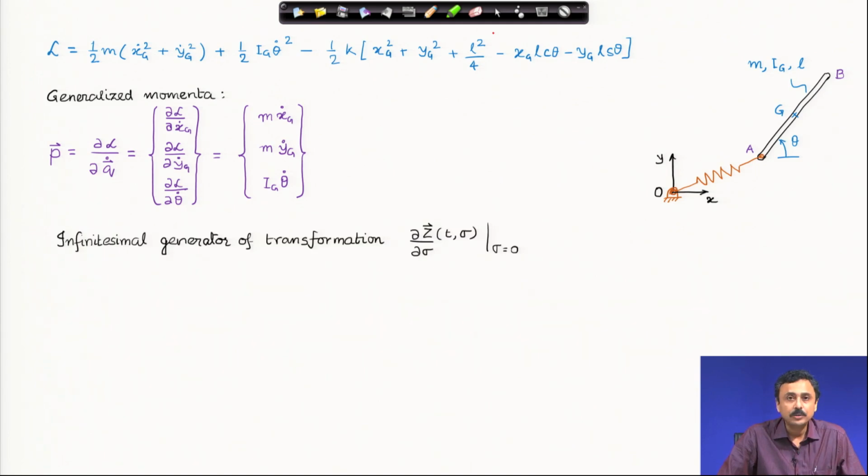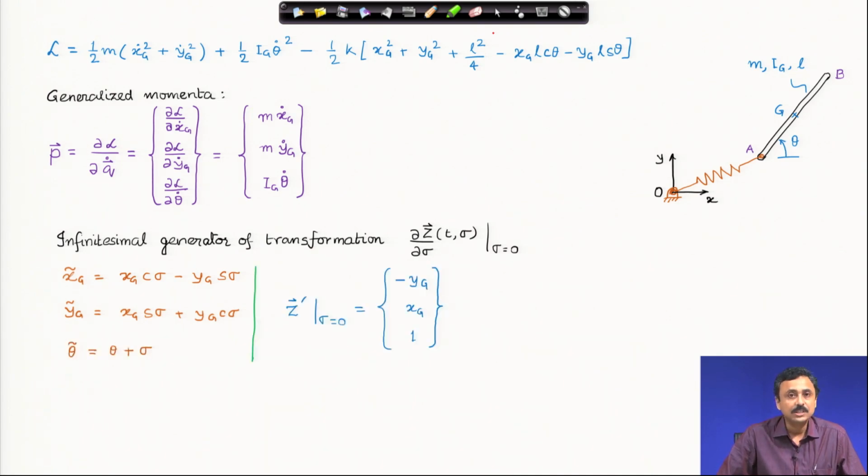Then we have to find out the infinitesimal generator of the transformation, and that is determined by taking a partial derivative of the transformation with respect to sigma and putting sigma equal to 0. Now, I have rewritten those expressions of the transformed coordinates of the center of mass. Here we also have the orientational coordinate transformation. We have to just differentiate this with respect to sigma and put sigma equal to 0.